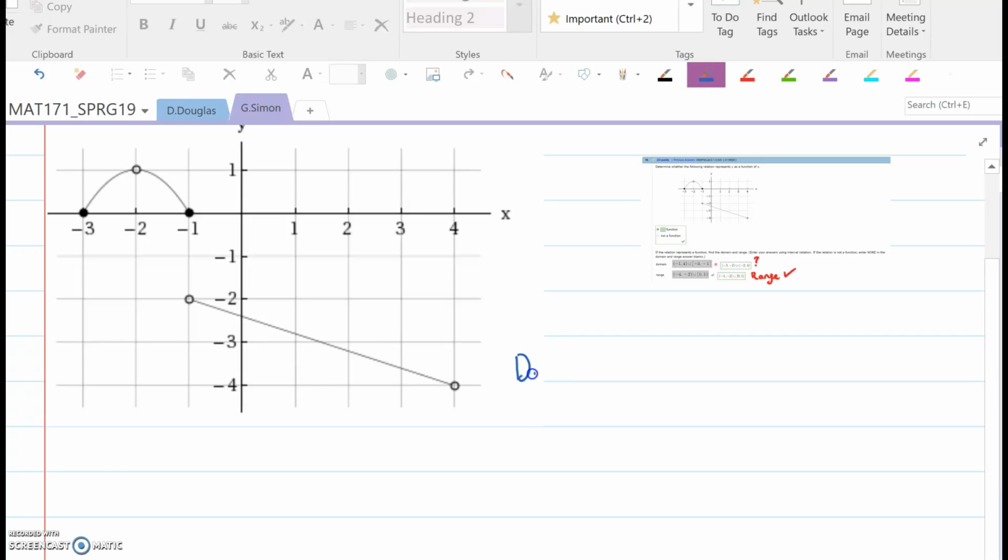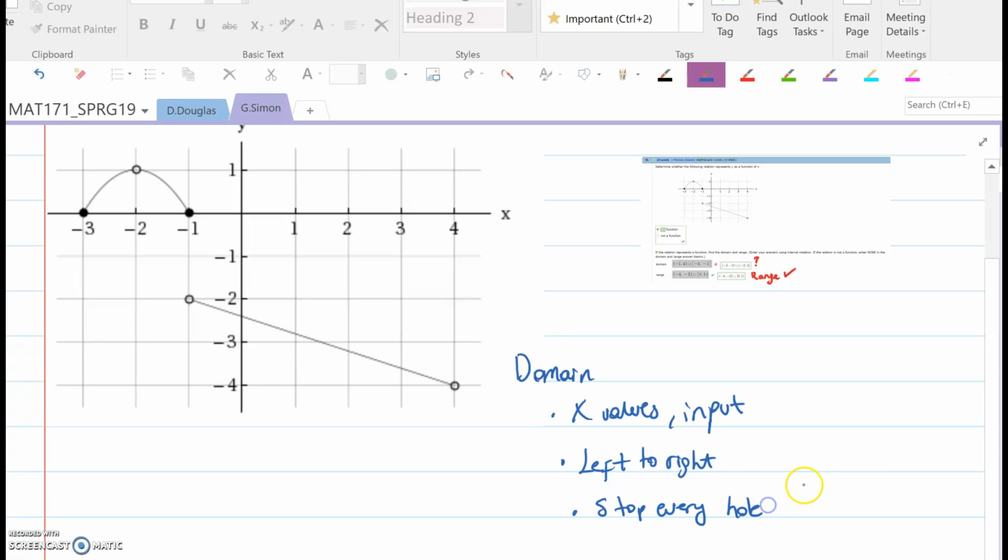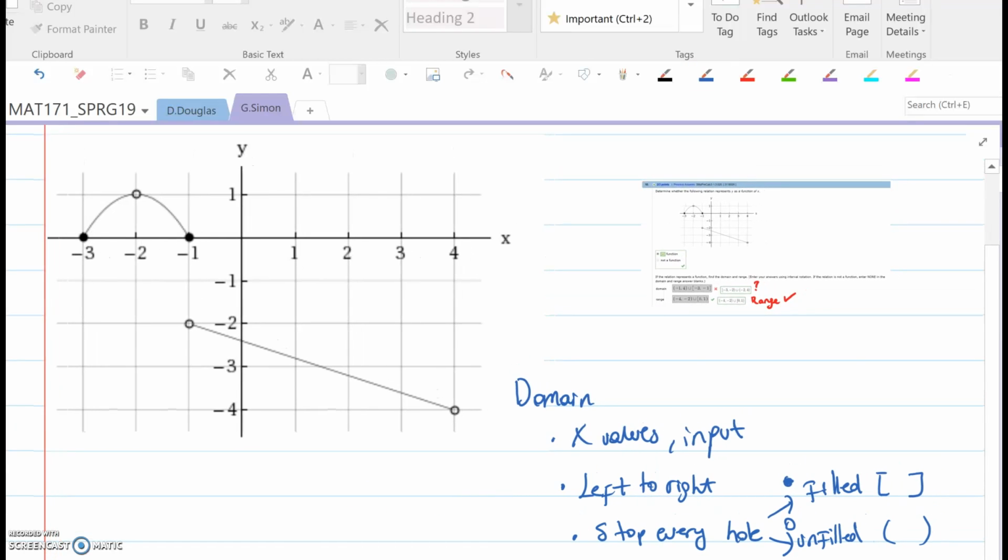So we know that for domain, we talk about x values, which other names are inputs, and we read the x values from left to right. But as we're reading it, we stop at every hole. If the hole is filled, we use brackets. If the hole is unfilled, we use parentheses, so filled, unfilled. All right, so let's go ahead and start to read this function domain by looking at the x-axis. First of all, I'm just interested in left to right part.